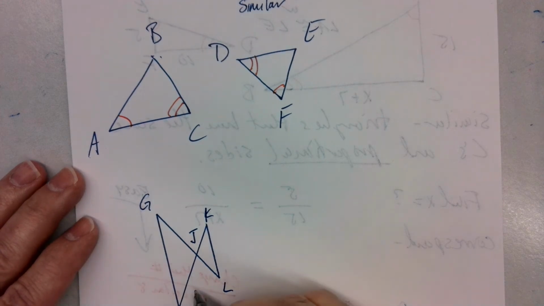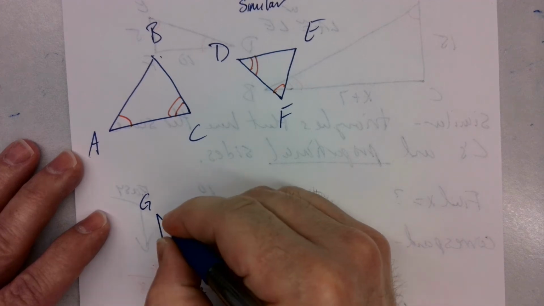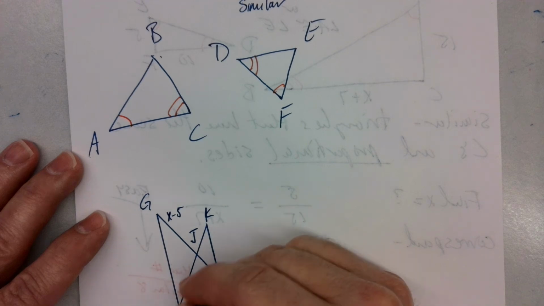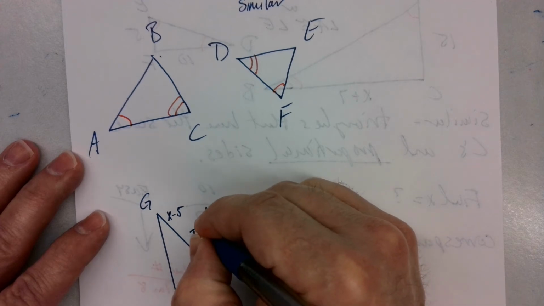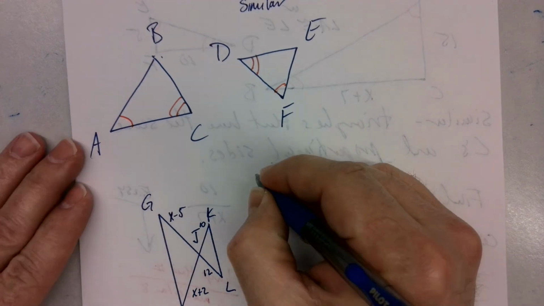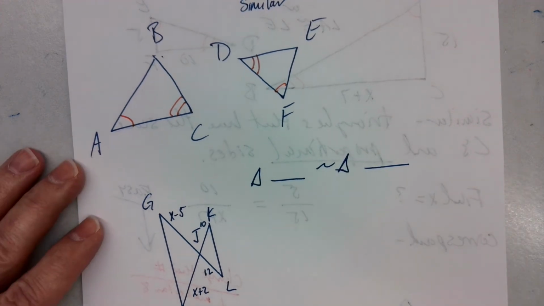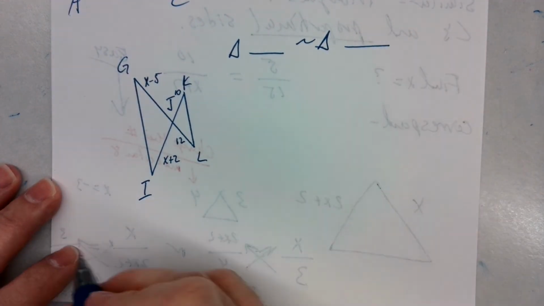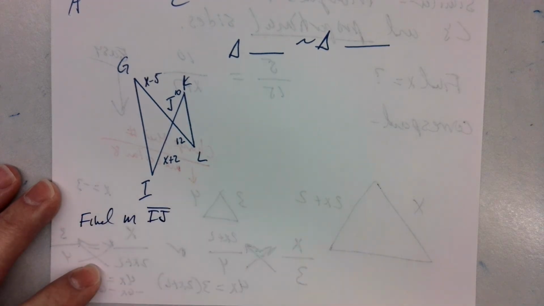And they'll say that this is x plus 2. This is x minus 5. Those are the sides. Let's say that this is 12, and let's say that this is 10, right? And they'll say, okay, first off, I want a similarity statement. So I'm going to go triangle what is similar to triangle what. And then in addition to that, they'll say, I don't only want the similarity statement, I want you to find the measure of IJ.